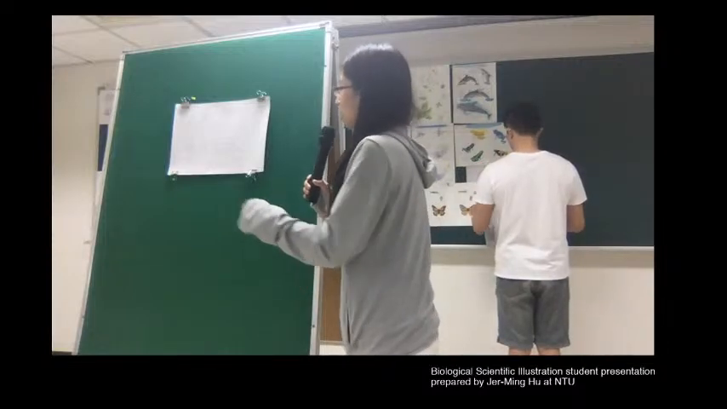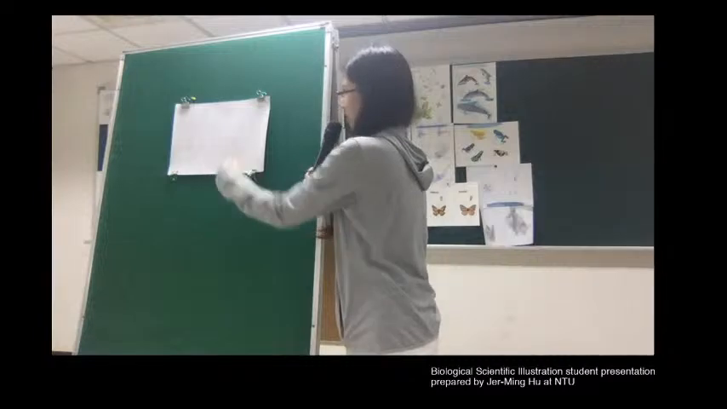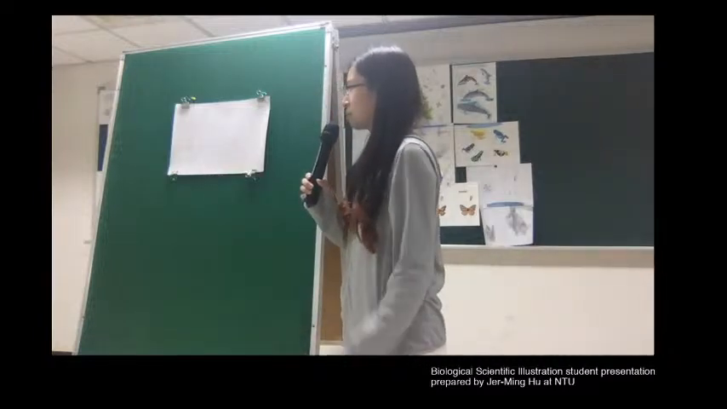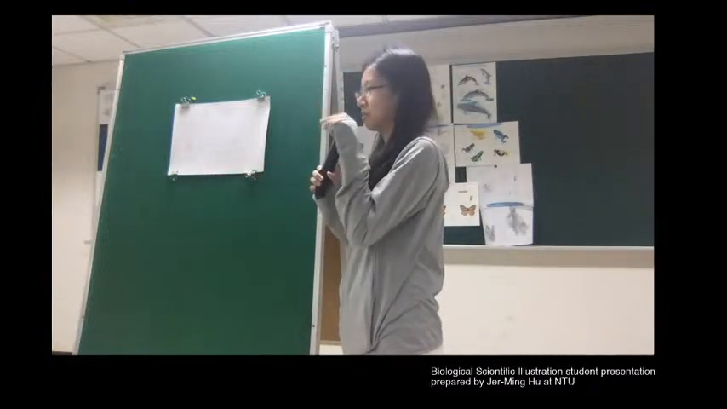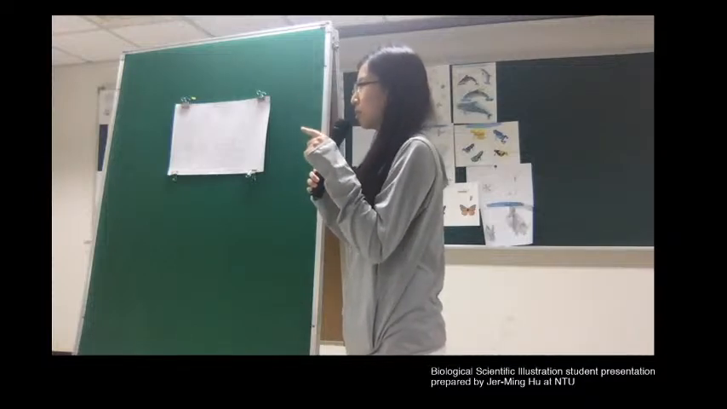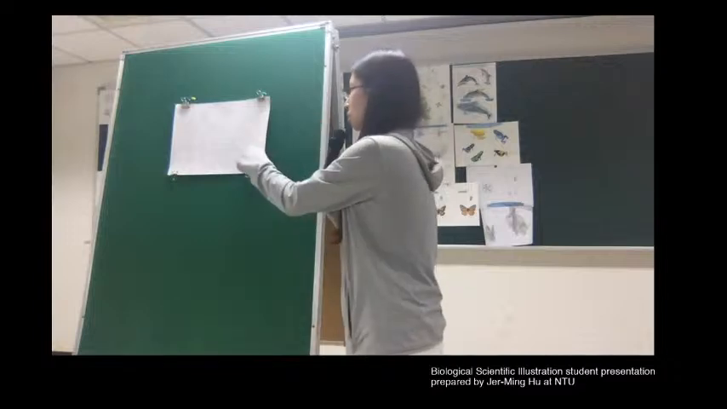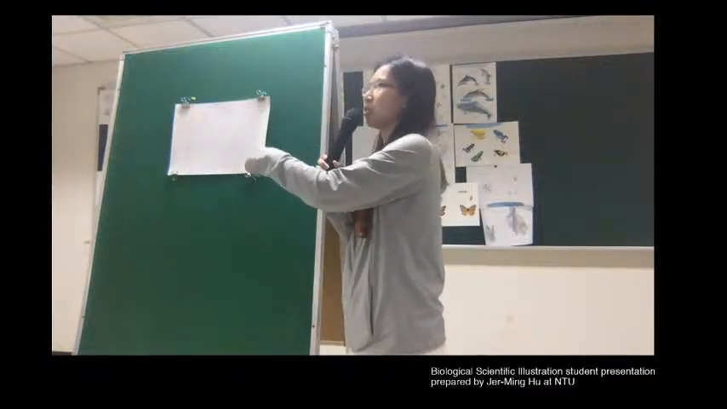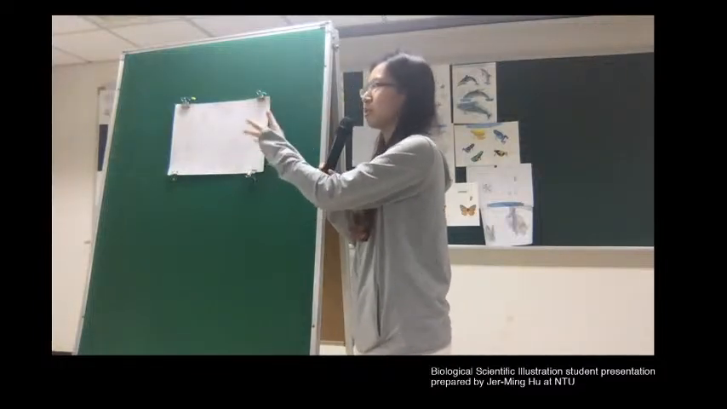The rectangular square here is a representation of the labels that are often connected to the specimen, and I also included a cartoon illustration of the civet to make it a little bit more playful.